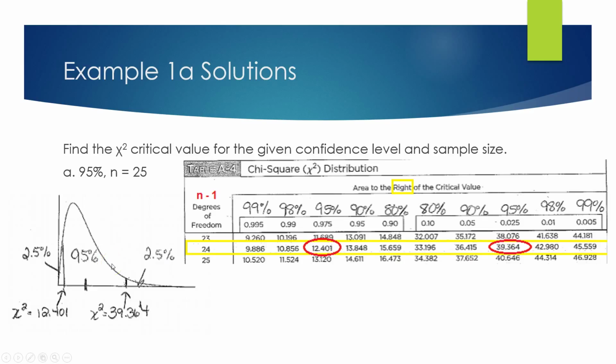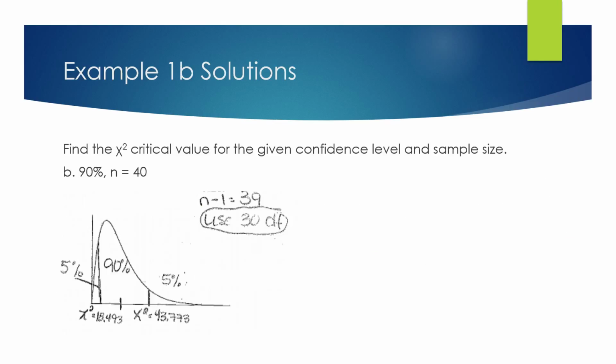So I would take a moment and pause and make sure that you are able to do part B. It is pretty similar, just with a different confidence level and sample size. So that is 18.493 for the left critical value and 43.773 for the right critical value. 39 is not in the chi-square table, so we would need to round down to 30 instead of rounding up to 40. I know that seems kind of wild, but we want to do that so that we don't lie about how much of a sample size that we have.